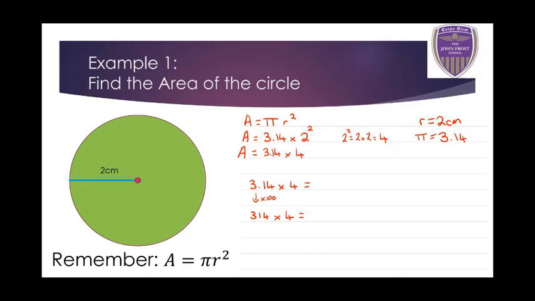Now we can use the bus stop method to help us out with this. So remember the bus stop method? I do 300, 10, and 4. Sorry, not the bus stop method, the box method, sorry. I'm going to write 4 on the top. So I'm going to multiply all these numbers by each other. So 300 times 4, 1,200. 10 times 4 is 40, and 4 times 4 is 16. If I add these numbers up, so 16 and 40 and 1,200.